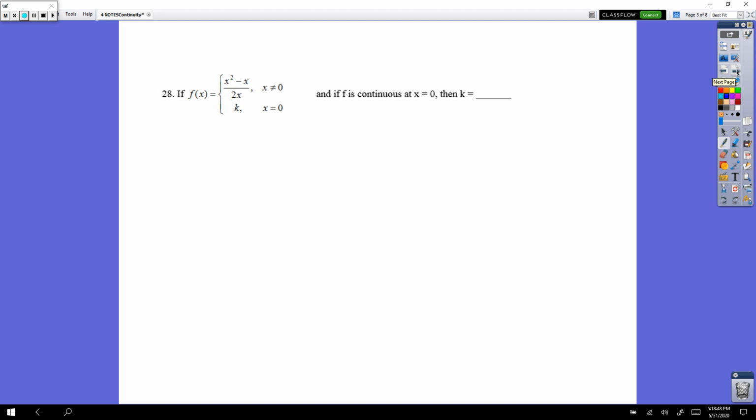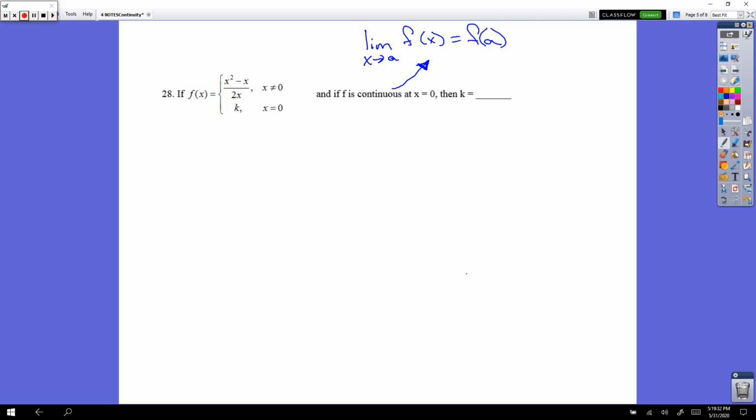Now we're going to get into some more theoretical type questions. We have to remember our theorem here: the limit as x approaches a of f(x) equals f(a). That's my rule for continuity. It says if f(x) equals (x squared minus x) divided by 2x when x doesn't equal 0, and k when x equals 0, and f is continuous at x equals 0, then what does k equal? So I'm going to use my rule for continuity to figure out what k is.